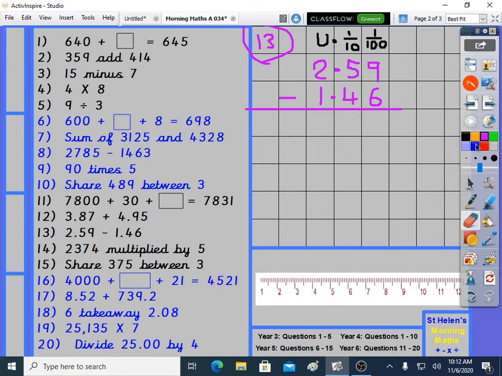Let's go on to getting the answer. 9 take away 6, well that's okay, that's just 3. Well, this is quite easy, isn't it? 5 take away 4 is 1, 2 take away 1 is 1. Seems a bit easy. As long as you remember the decimal point. Imagine an easy question like that and you forgot the decimal point. I've seen that happen so many times. So remember that decimal point.